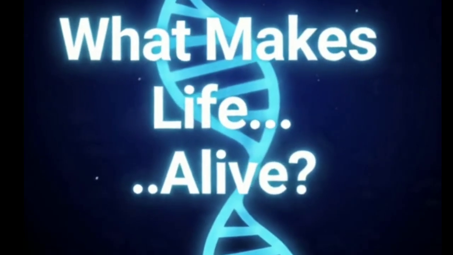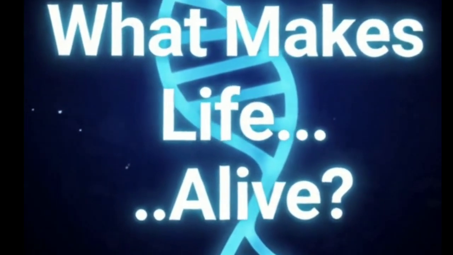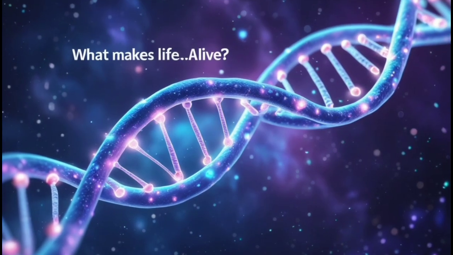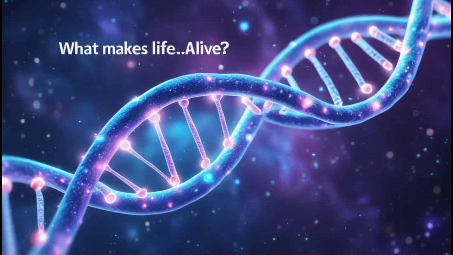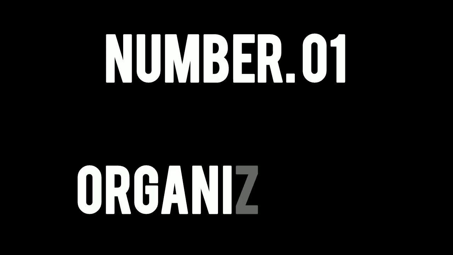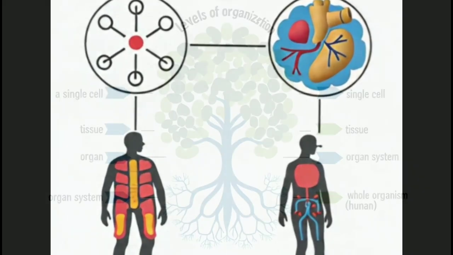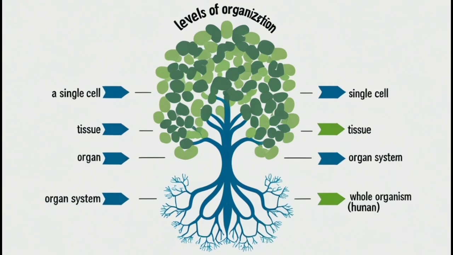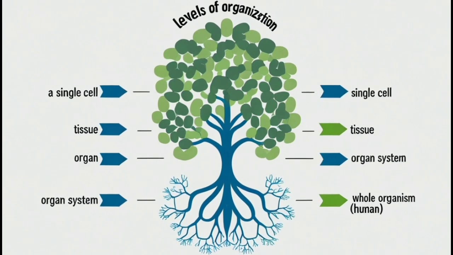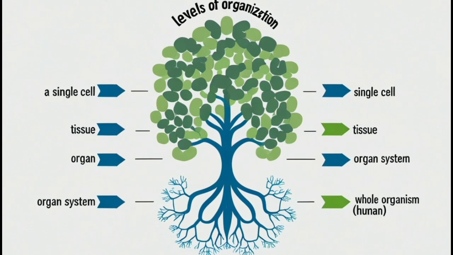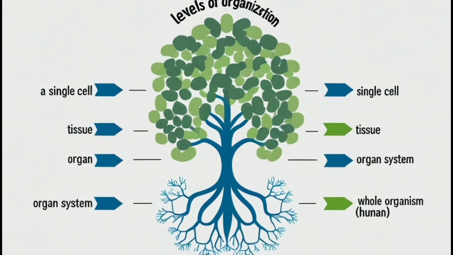Life is difficult to define, but the characteristics of living things can be explored. Let's discuss a few important characteristics of living organisms. Number 1. Organization. We can look at the cell theory here and see that according to this theory, living organisms are made of cells. Some organisms are unicellular, so they can be made up of just one cell.